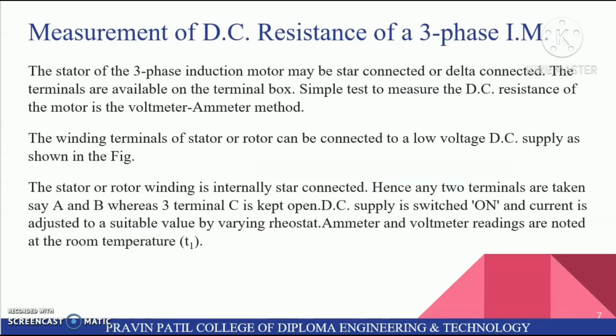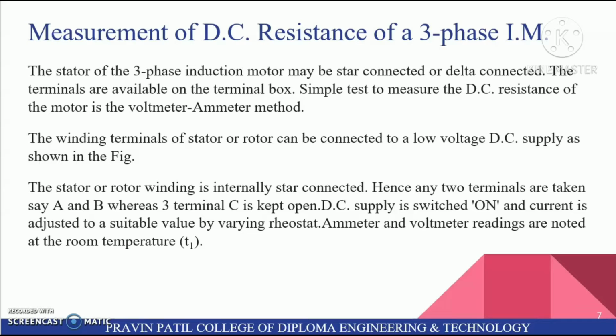Next is measurement of DC resistance of a 3-phase induction motor. The stator of a 3-phase induction motor may be star connected or delta connected. The terminals are available on the terminal box. Simple test to measure the DC resistance of the motor is the voltmeter ammeter method. The winding terminals of stator or rotor can be connected to a low voltage DC supply as shown in figure.